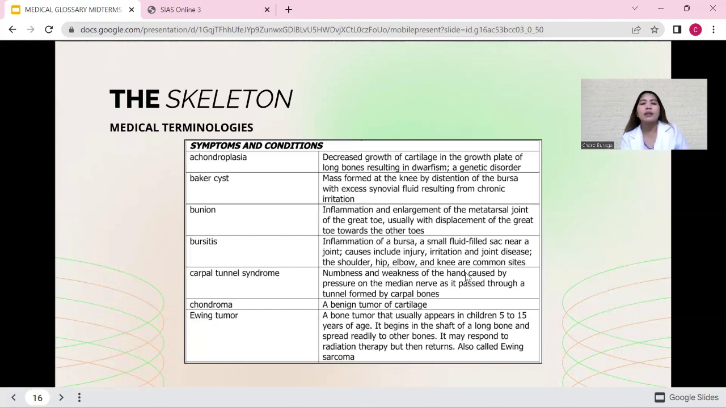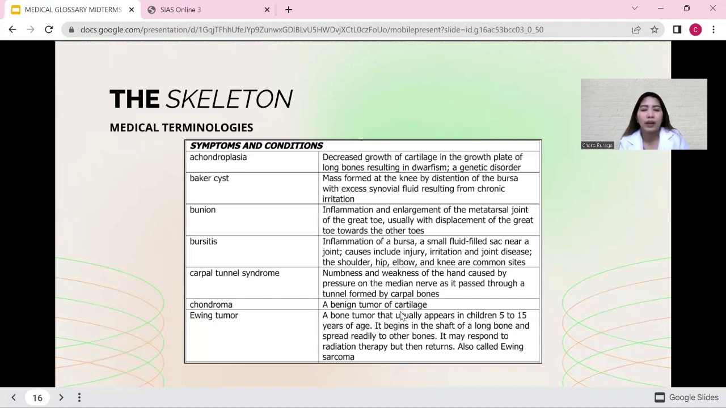The carpal tunnel syndrome, okay, mahirap din itong carpal tunnel syndrome. It is the numbness and weakness of the hand. Nagna-numb ito. Tsaka parang weakness. Hindi siya gaano madala. Caused by pressure on the median nerve as it passes through a tunnel formed by carpal bones dito. Kasi median nerve, so minsan hindi siya nakakagalaw pag napapress siya.